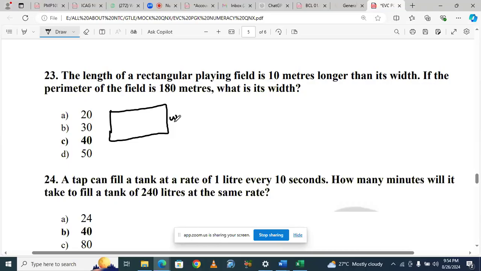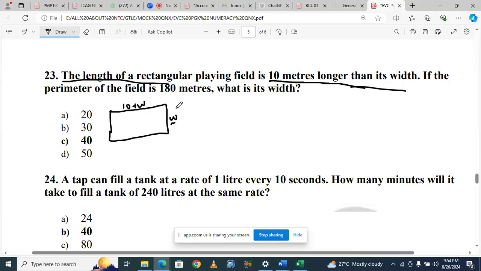If this side is the width, which is W, what will be this side? It's going to be 10 plus W. But we should be very careful. The length of the rectangular playing field is 10 meters longer than its width. So the width is W, and the length is W plus 10 or 10 plus W. Is that okay?